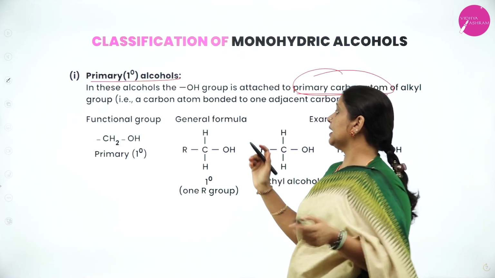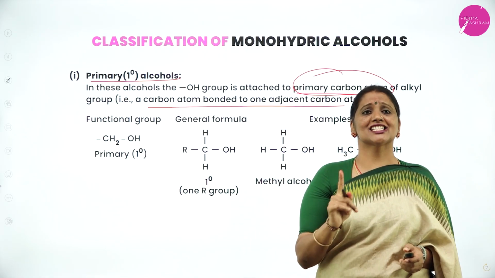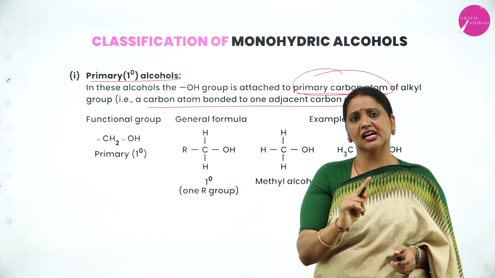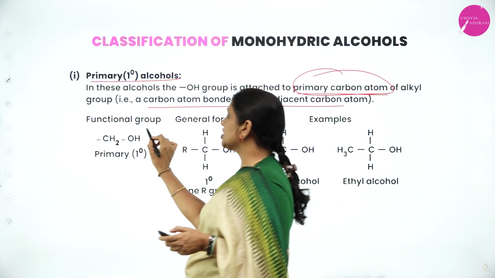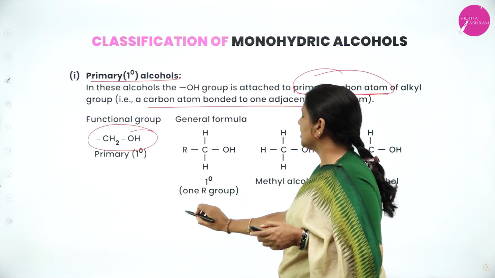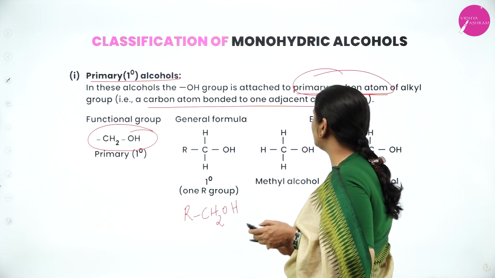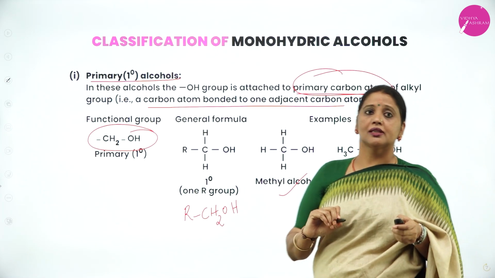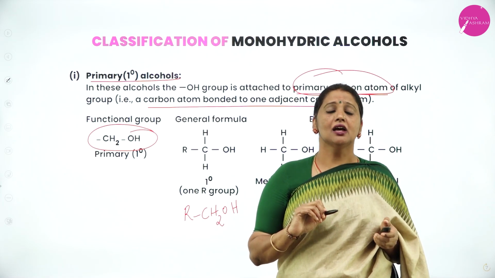What is primary carbon? Primary carbon is a carbon which is attached to one adjacent carbon atom. If a carbon is attached to only one adjacent carbon, it is known as primary carbon. Therefore, the functional group of primary alcohol is CH2OH. The general formula is RCH2OH. The best examples for primary alcohol are methyl alcohol and ethyl alcohol.